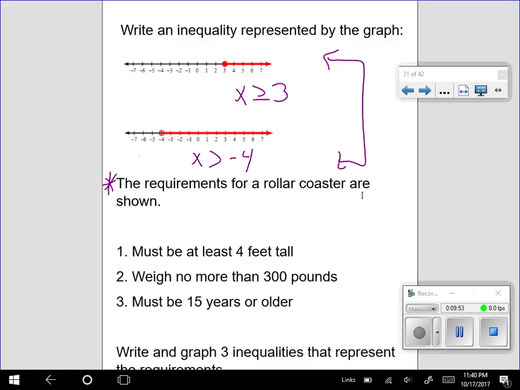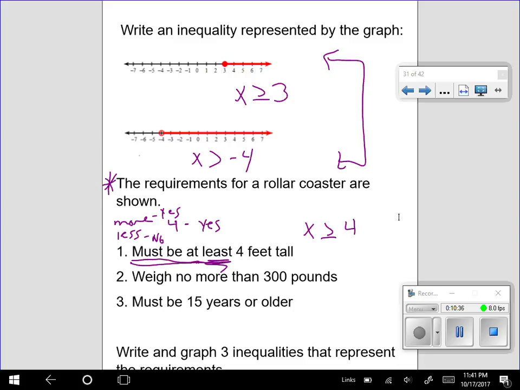So it says the requirements for a roller coaster are shown. You must be at least 4 feet tall. You must weigh no more than 300 pounds, and you must be 15 years or older. It says write and graph 3 inequalities that represent the requirements. So let's start with writing. If you must be at least 4 feet tall, we have to ask ourselves, can we be more than 4 feet tall? Can we be less? And can we be 4? Could we be more? Well, yeah, we have to be at least, right? Could we be less? No. Could we be 4? Yes. So, x could be greater than or equal to 4.